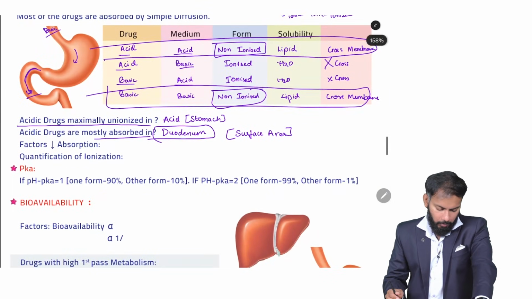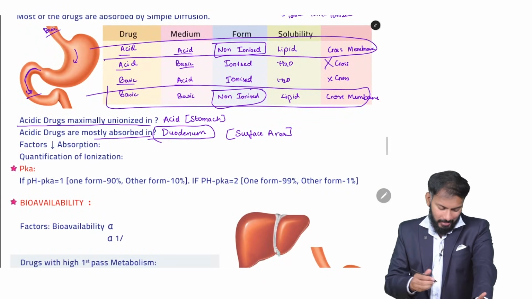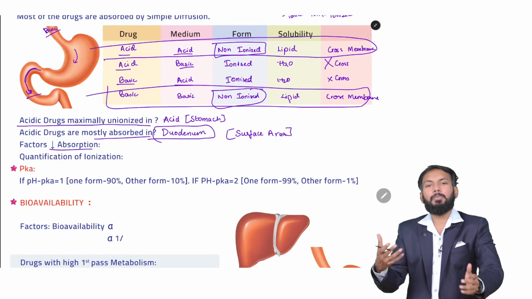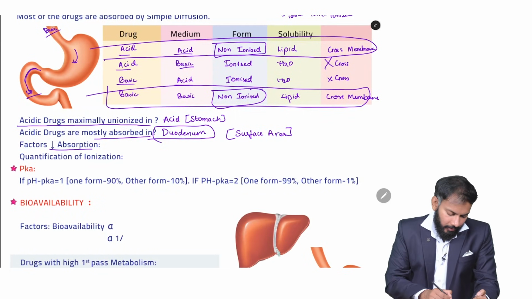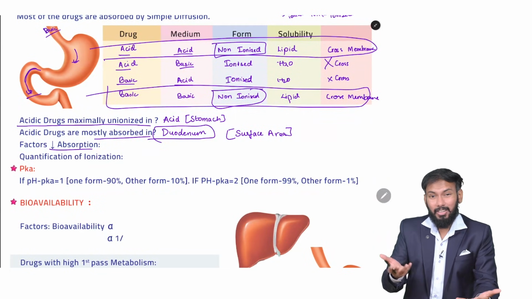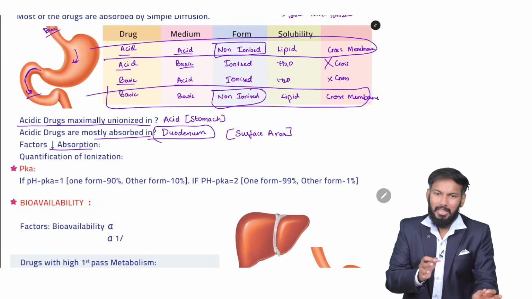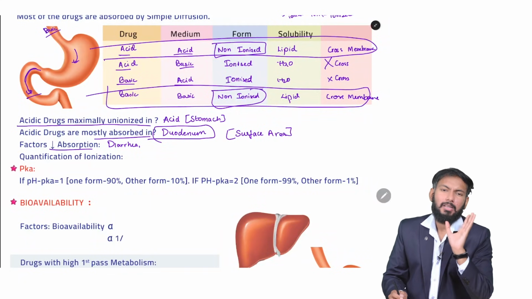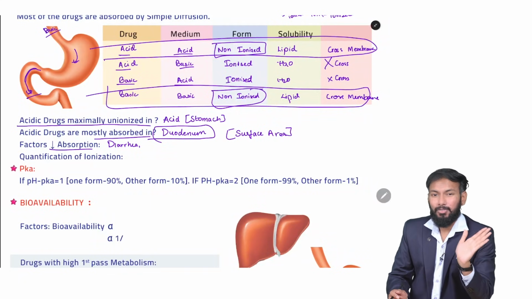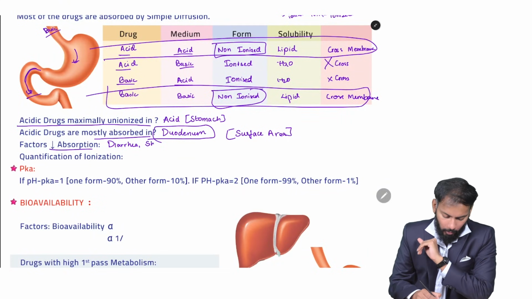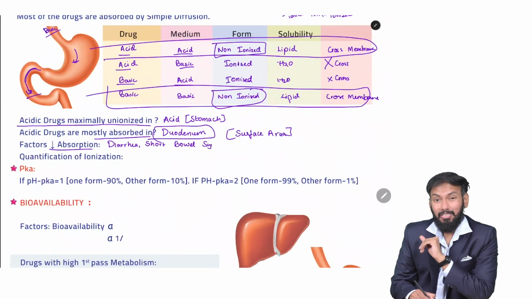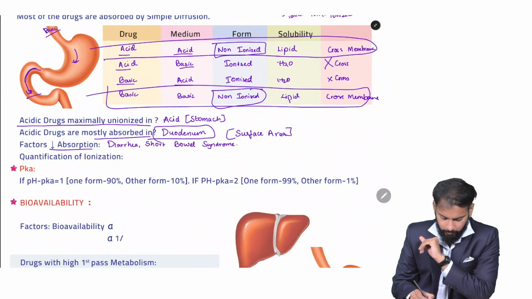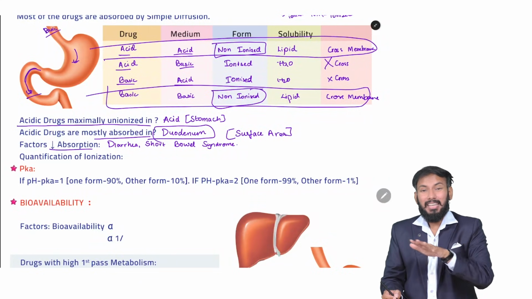Now, if you understood this, what are the factors that are decreasing the absorption? Let us suppose a person is having diarrhea. Will the drug stay in the stomach and the intestine for a longer period of time? No, it will stay for a shorter period of time. So, diarrhea will decrease the absorption. If a person is having a shorter bowel, let us suppose he has been operated and some part of the bowel has been taken out. Now, what will happen here? The absorption will be decreased because the surface area is decreased. These are the factors that are decreasing the absorption.